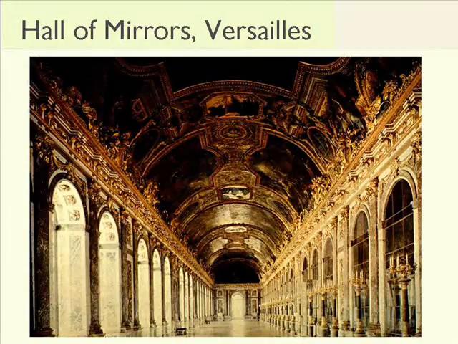The Hall of Mirrors at the Palace of Versailles in France is a good example of a barrel vault. If you look closely, you can see that this long hall is really a continuous progression of arches that form the ceiling.